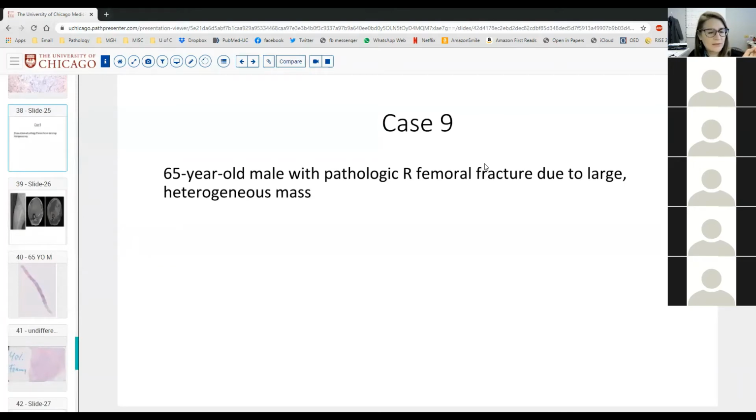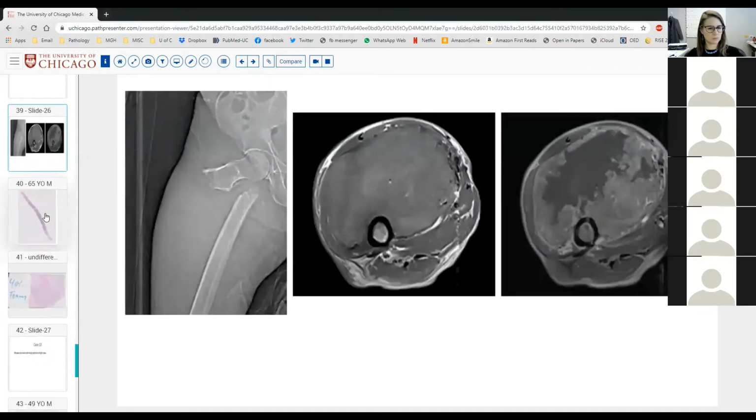65-year-old male with pathologic right femoral fracture due to large heterogeneous mass. So I included this one because this is easily the most impressive pathologic fracture I've ever seen in my life. On the left, I don't think I need to point that out for you. And the lesion is this big heterogeneous thing that you can see here on T1 that's iso-intense to muscle. And it does have patchy areas of enhancement and central necrosis. You can't really straight up make a diagnosis of anything based on these features except to say that it's bad.